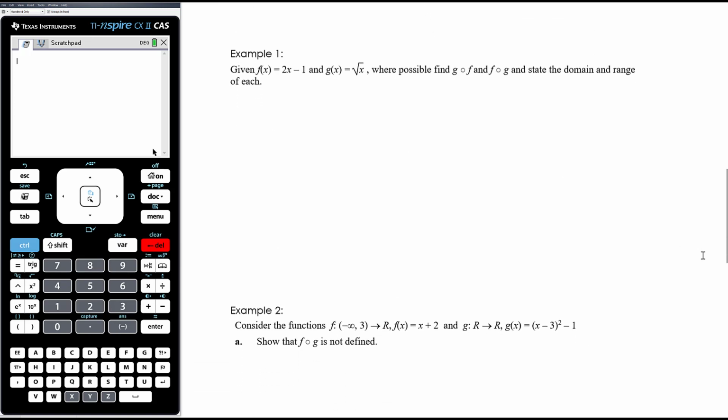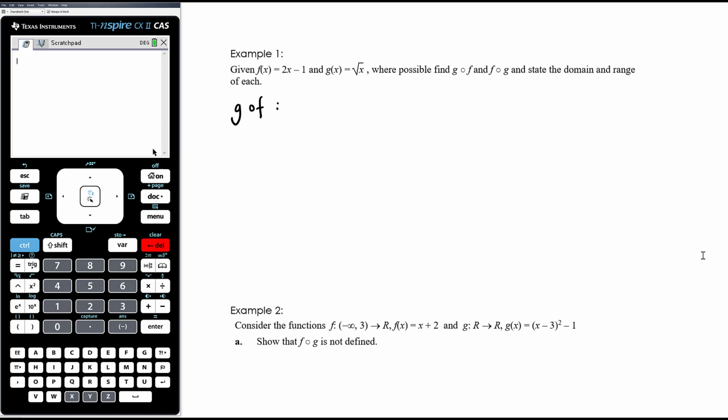Given that f of x is a simple linear function, 2x minus 1, and g of x is a basic square root function, where possible, find GOF and fog and state the domain and range of each. It's really important before you launch into any algebra to consider whether or not the composition can exist at all. So we're going to need to think about domains and ranges. Let's think about each. Let's think about GOF first.